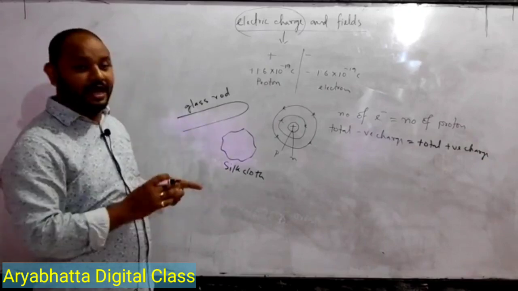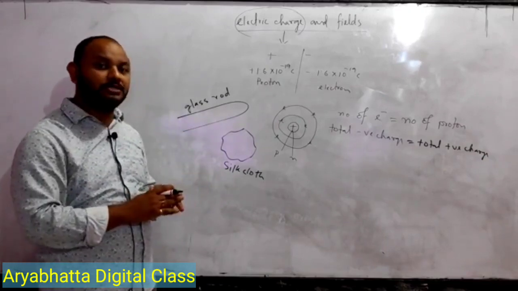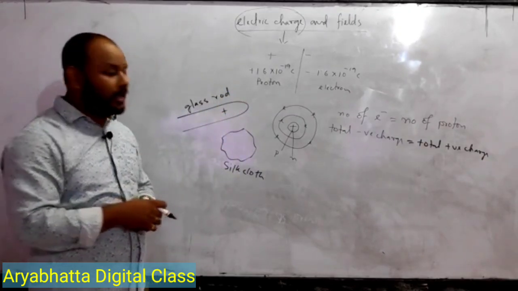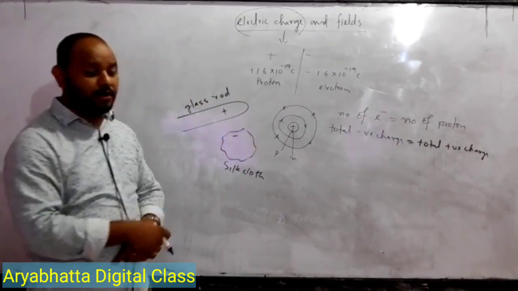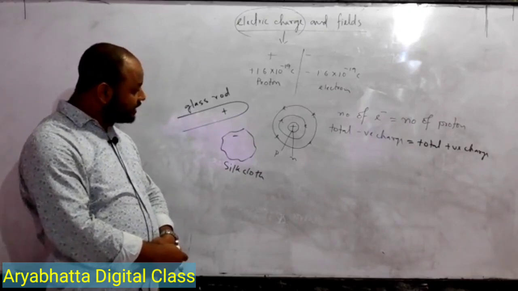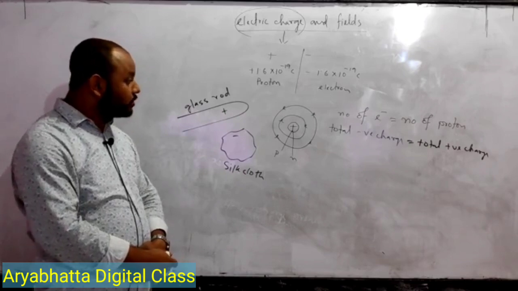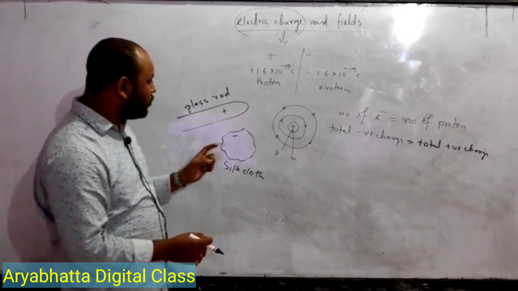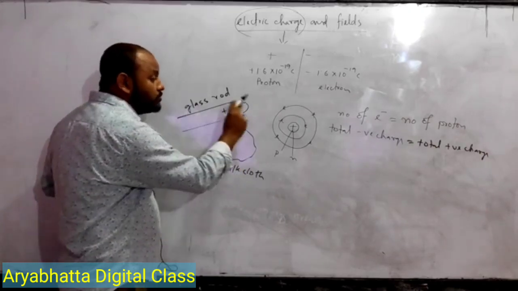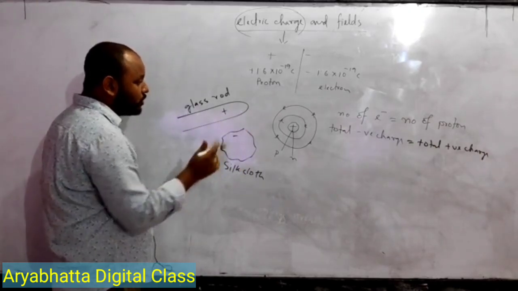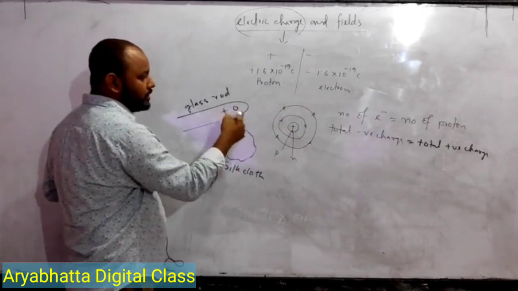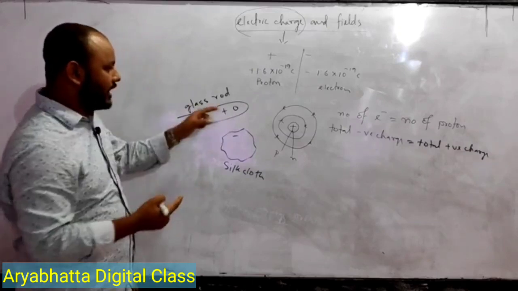When we rub this glass rod with silk cloth, what happens? Positive charge will appear on that glass rod and negative charge will appear on the silk cloth. How do this positive and negative charge appear on the two objects? Let me explain. We have already told you every object is made of atoms. Suppose these are the surface atoms of the glass rod.